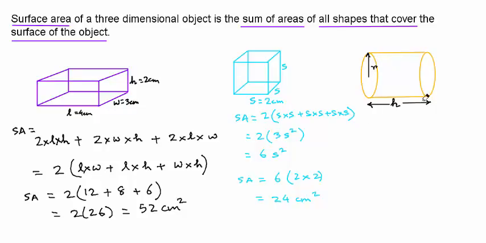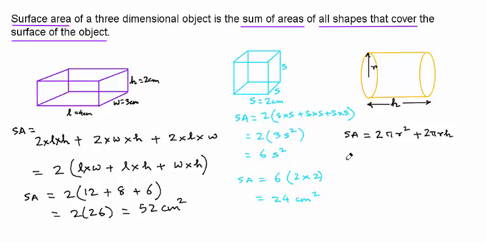The surface area of the cylinder is given as the sum of the areas of the two circles. Each circle is pi r squared, multiplied with 2, so we have 2 pi r squared, plus the area of the curved portion, or the lateral portion, which is nothing but the circumference of the circle multiplied with the height. So this is equal to 2 pi r, which is the circumference of one circle, multiplied with h. So this is how you find the surface area of a cylinder.